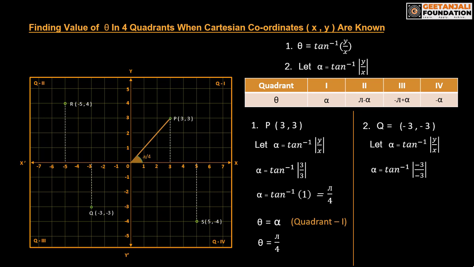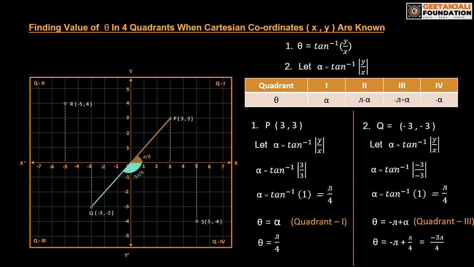Now let's find the value of theta for point Q. So alpha would be equal to tan inverse of minus 3 by minus 3. So alpha is equal to tan inverse 1, which is equal to pi by 4. As it's in the third quadrant, theta would be equal to minus pi plus alpha, and the value of alpha is pi by 4, so the value of theta would be minus 3 pi by 4 when we add minus pi and pi by 4. You can see this value is between minus pi and minus pi by 2.